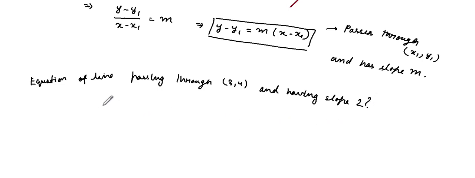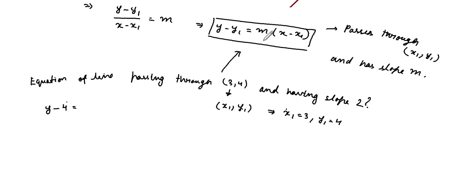You can pause the video for a while and try it yourself, and if you have tried it, you can continue with me to check the answer. Simply by substituting, we can consider this as x1 comma y1, so x1 is equal to 3 and y1 is equal to 4. Substituting this in the standard equation of a line that we have here, we get y minus 4 is equal to the slope, which is m.